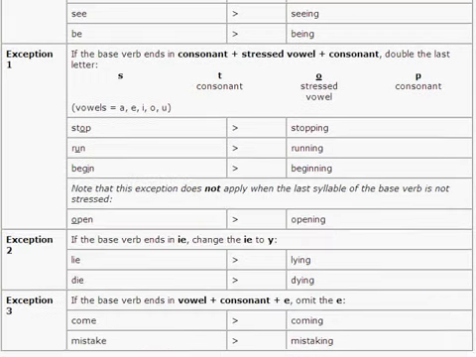Now, exception number 2. If the base verb ends in IE, change the IE to Y. This is also a basic rule. For example, lie, L-I-E, change to lying, L-Y-I-N-G. Die, dying. Exception 3. If the base verb ends in vowel followed by consonant and then E, we have to remove or omit the letter E. For example, come, C-O-M-E. Then we have to omit letter E and then add ing. Mistake, mistaking. Okay?